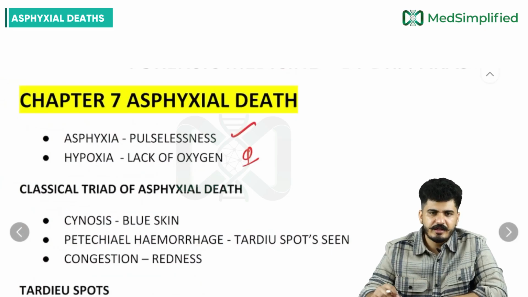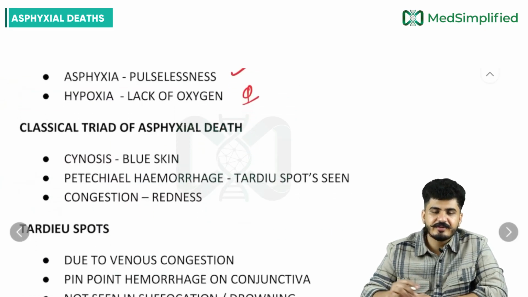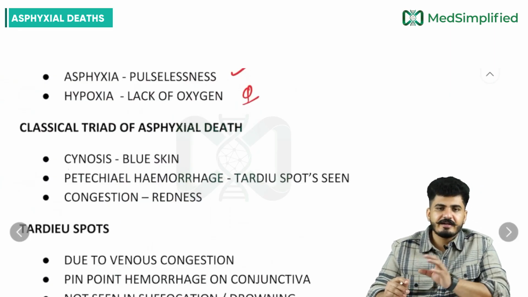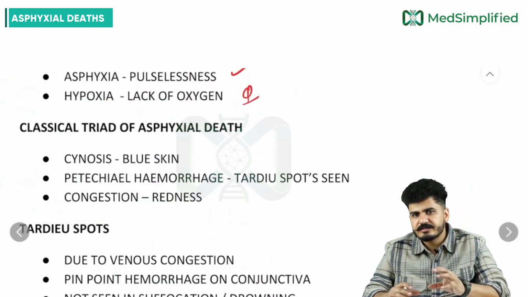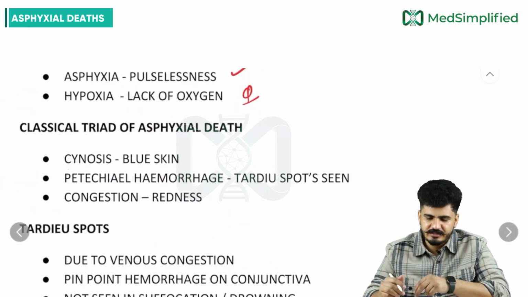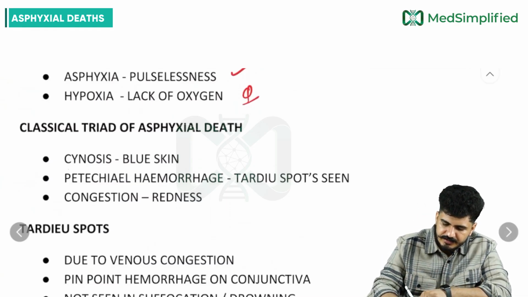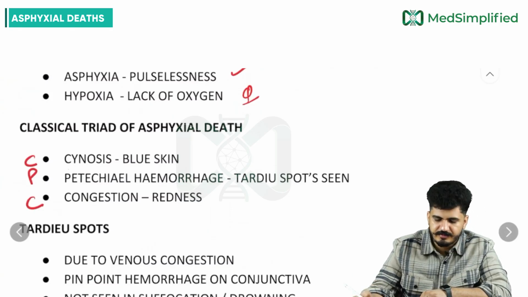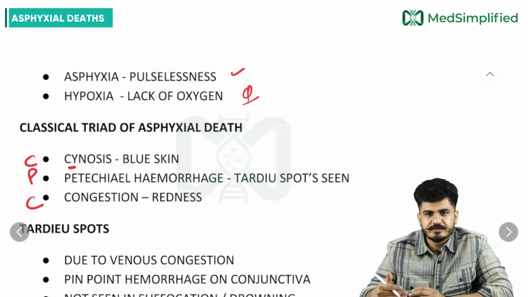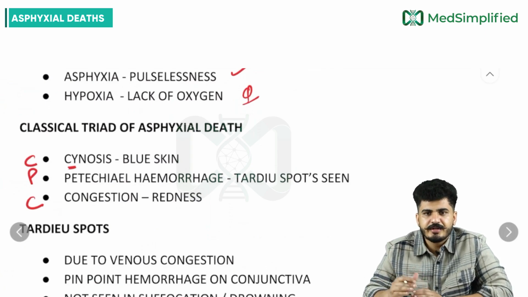Now, sir, what is there in the classical triad of asphyxial death? This is not a significant triad that is seen only here. It is also seen in other places, but we also see it in asphyxial death, that is CPC. How to remember, sir? CPC triad. What is C? C for cyanosis. In cyanosis, you will see the skin will turn blue.